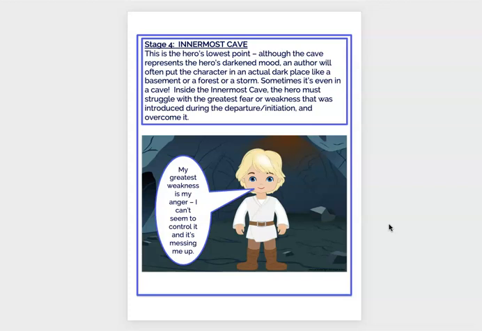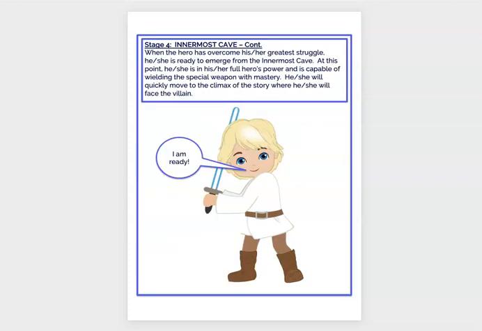So this is where the hero confronts that weakness, that flaw that was identified early in the story during the departure or the initiation. That's where we find where the flaw is. And this is where they confront it. And it is not until they confront this flaw and overcome it that the hero is able to then leave the innermost cave and be in the full hero's power that is necessary to wield the special weapon, whatever that special weapon is.